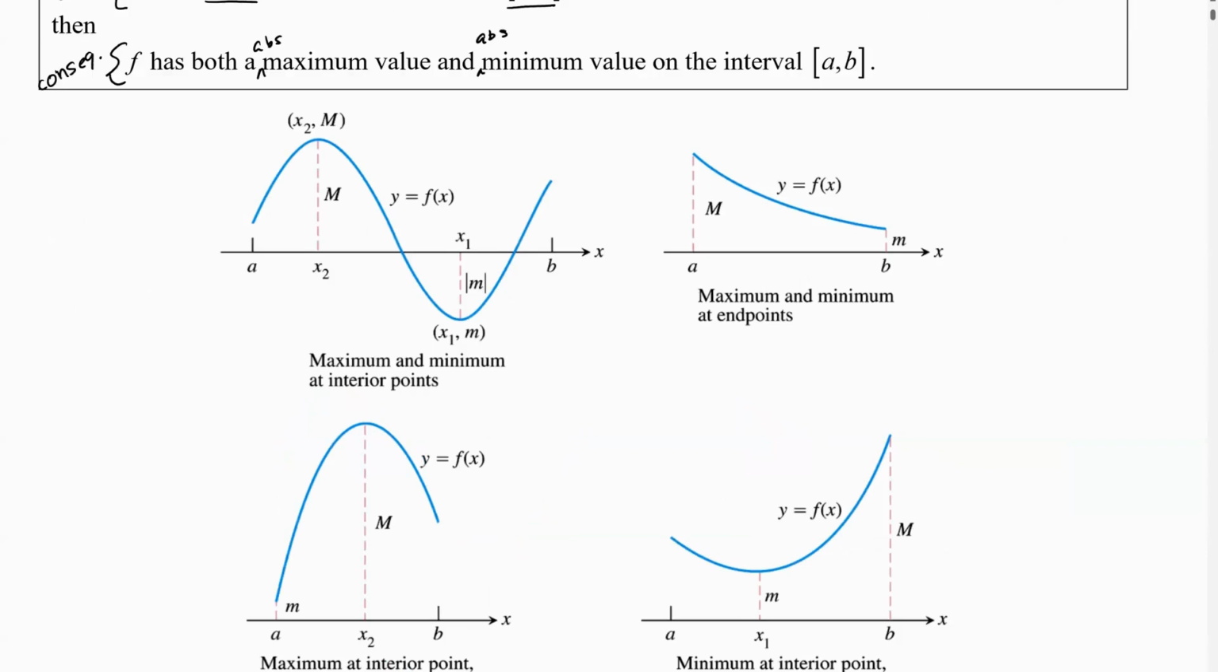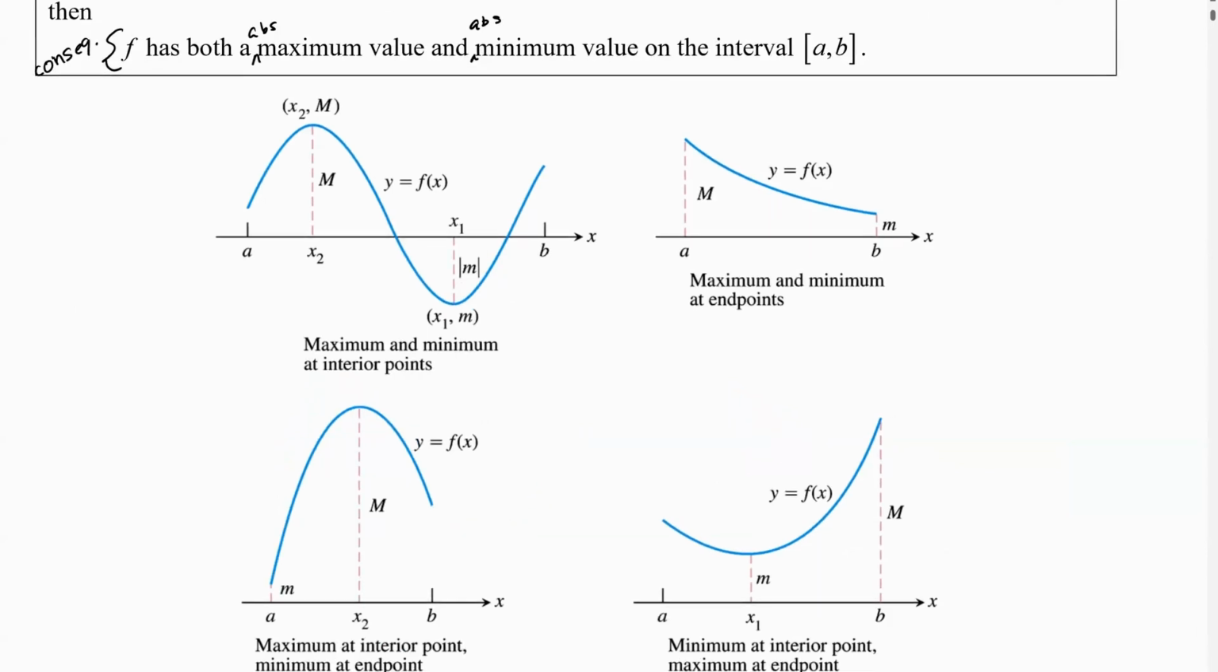Now, there may be some variations about where that absolute max and absolute min occur. For example, in this graph number 1, the absolute max occurs in the interior of the domain. The absolute min occurs also in the interior. But in graph 2, it could very well be that the absolute max occurs on an endpoint and the absolute min occurs at an endpoint. Or the min is at an endpoint and the max is in the interior, like we see in graph 3. Or, like we see in graph 4, the min is in the interior and the max is on an endpoint.